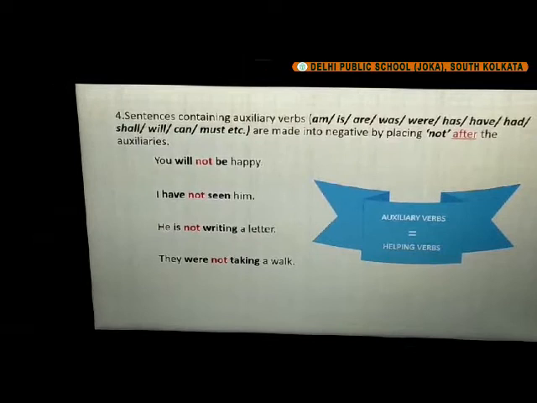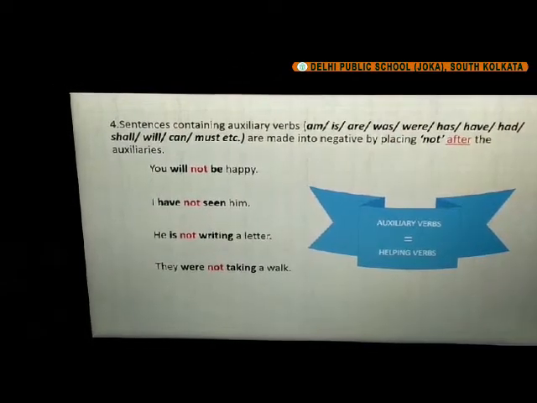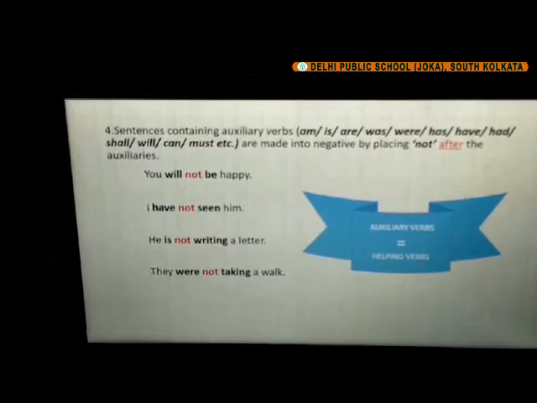Likewise, you have the last two examples here. He is not writing a letter. They were not taking a walk.